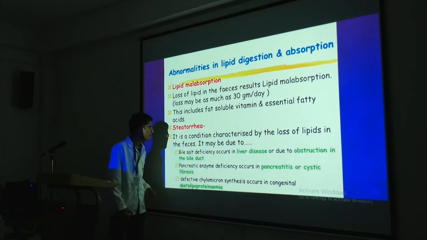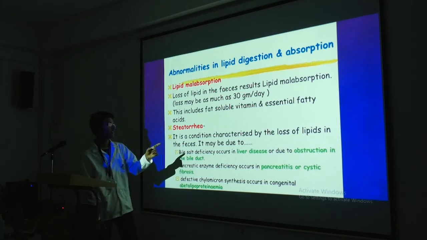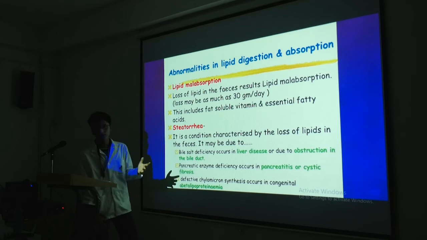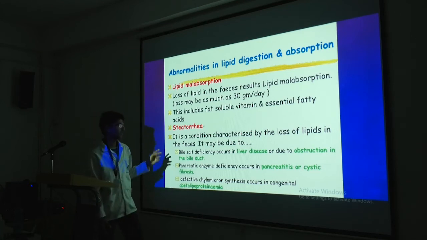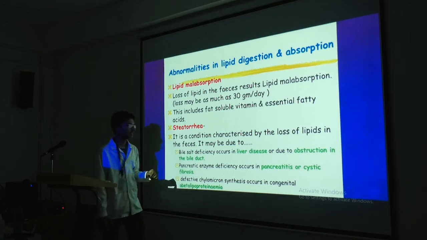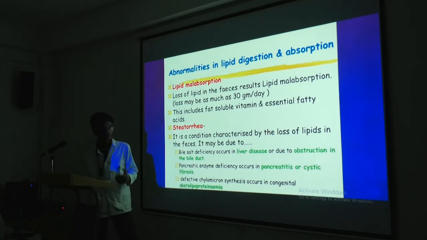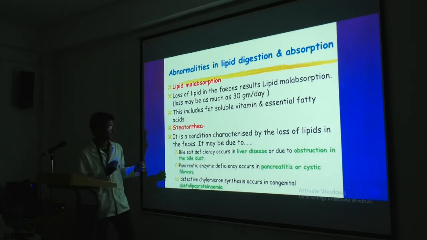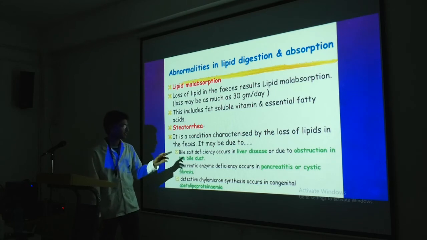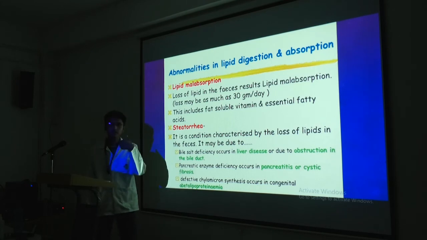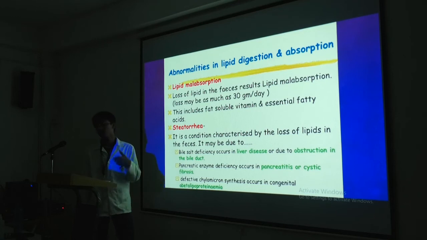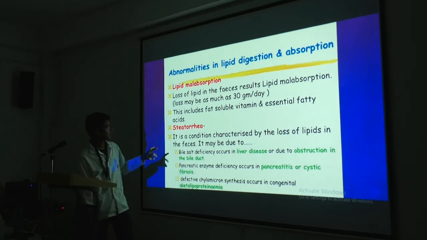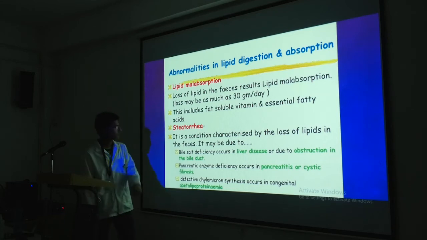One is steatorrhea. It is the condition characterized by the loss of lipids in the feces. The main reason is bile salt deficiency, which occurs in liver disease, such as liver cirrhosis, or due to obstruction in the common bile duct by a gallstone. So there is a bile salt deficiency. If bile salt deficiency occurs, there will be no emulsification and no digestion. That's why there is a loss of lipids in the feces. So this is one of the reasons for steatorrhea.